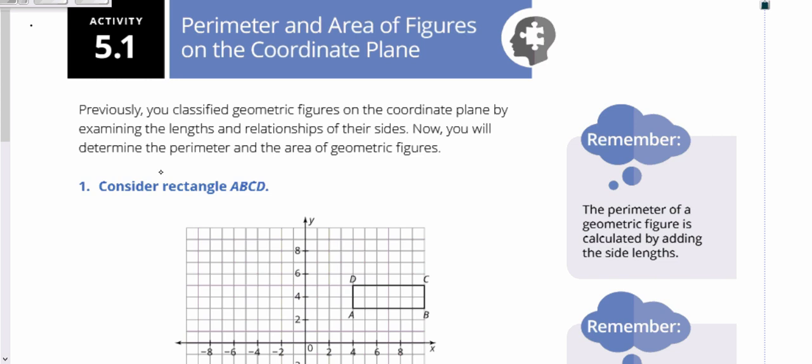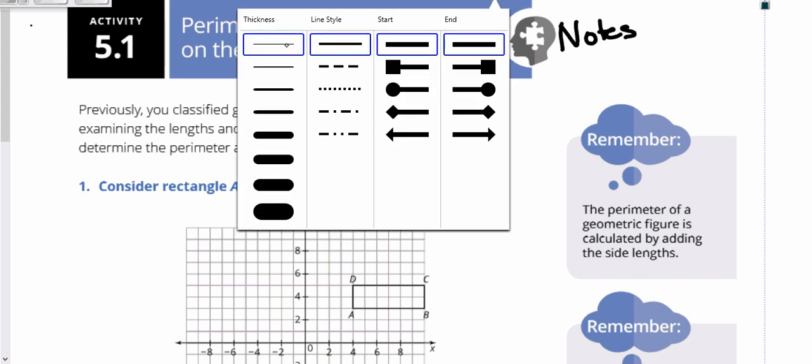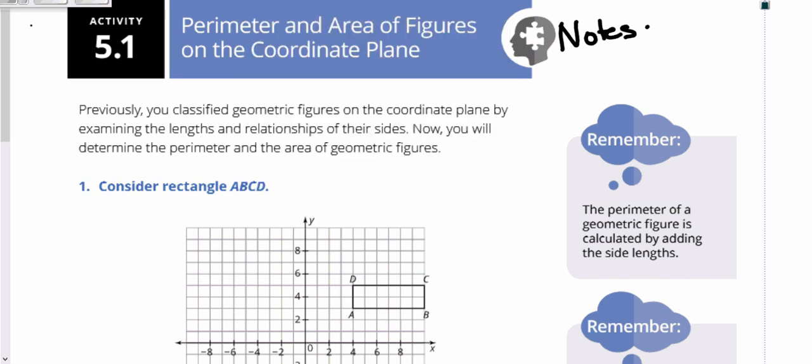So here we are on the lesson 5 notes. So these again are notes. And that's really too thick. So notes for module 1, topic 1, lesson 5.